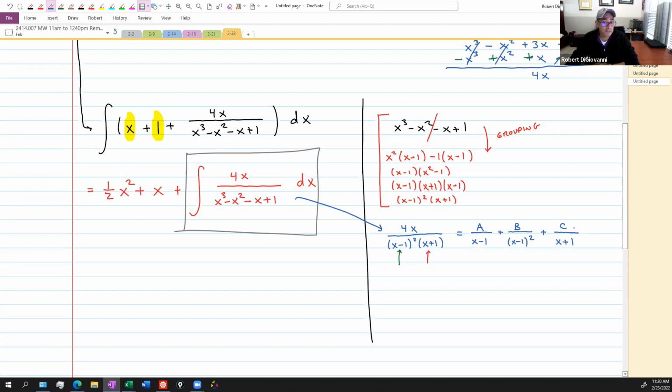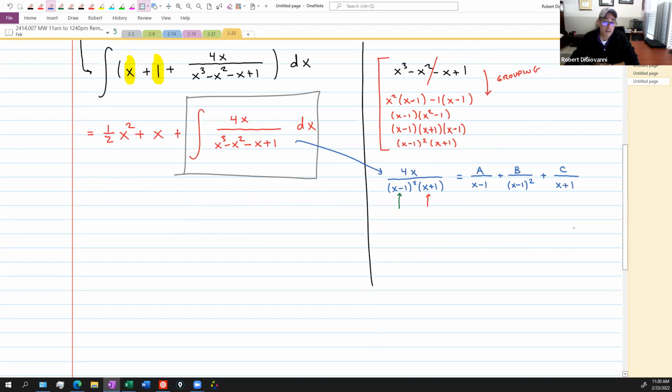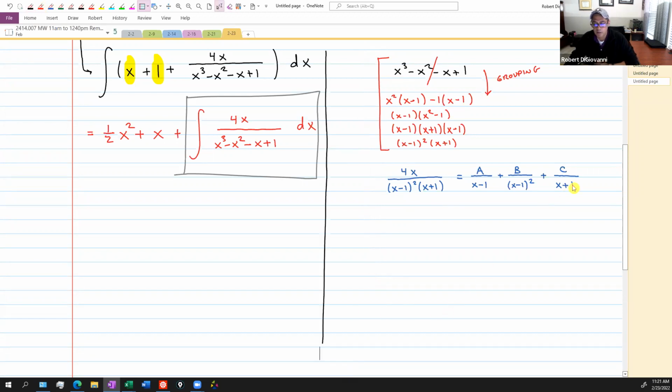Questions on that? We now need to find A, B, and C. So here's where you would multiply both sides, we're at this step here, by my common denominator, this thing right here. So I'm going to multiply the left side of this by x minus 1 squared times x plus 1. And then I have to multiply the entire right side by x minus 1 squared times x plus 1.